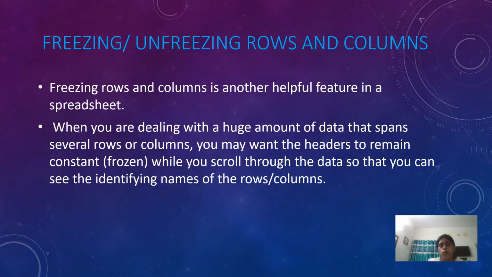So as we go towards the right, what happens? The first column is suppose the names column. When we are going towards the right, the names column goes out of the display. Later a stage comes when we are just able to see the marks, but we are not able to identify whose marks those are.